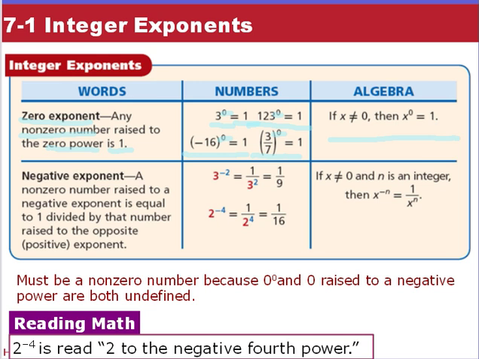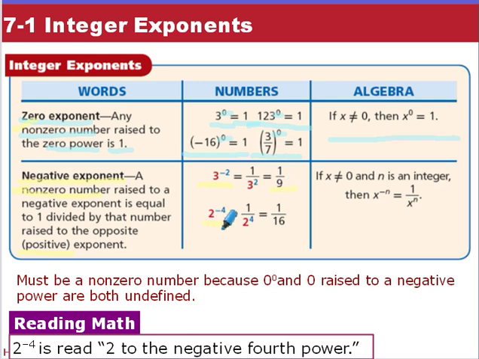Our negative exponents: a non-zero number, again, these both have to be non-zero numbers, raised to a negative exponent is equal to 1 divided by that number raised to the opposite, or the positive, exponent. Whole lot of words there. All that means, if we have 3 to the negative 2, that's the same as putting 1 over it, 1 over 3 squared, which simplifies to 1 over 9. We do 3 times 3 is 9, 3 squared is 9.